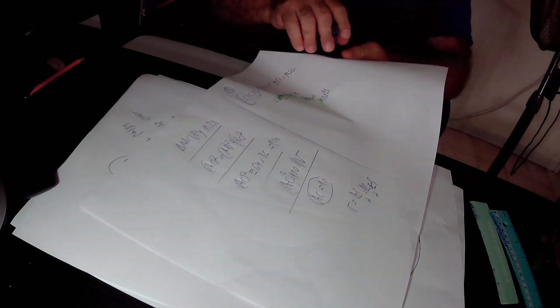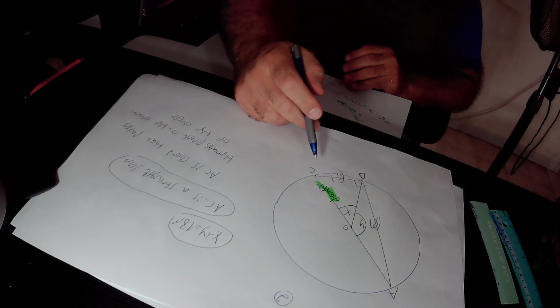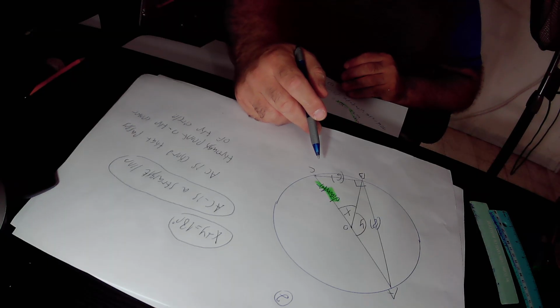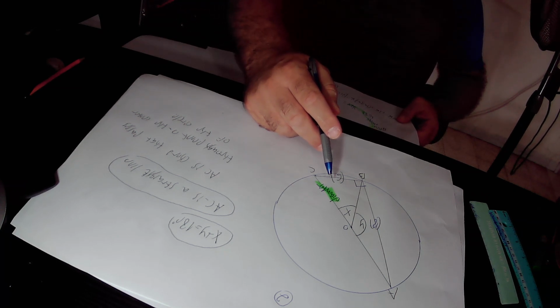The square root of 100 is 10. So the diameter AC equals 10 units. If the diameter is 10, then the radius must be equal to 10 over 2, that is 5. So we found out that the radius of this circle, R, equals 5 units in length.